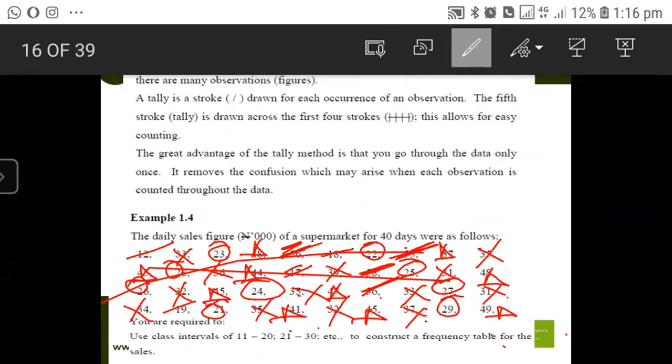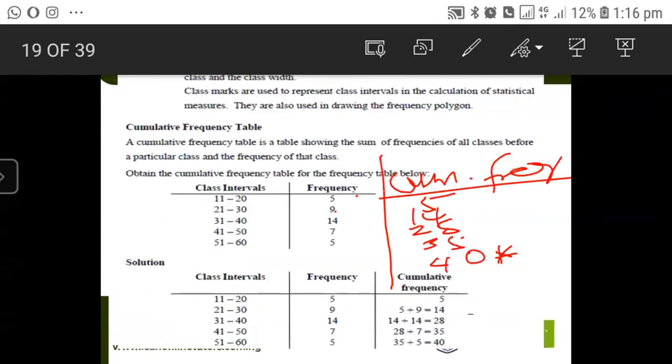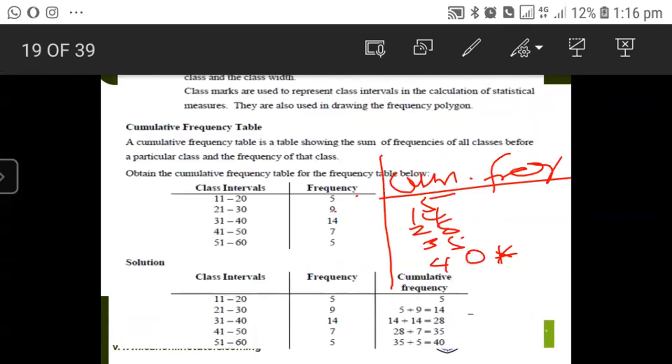You see, the data is what? 40 days. That is how to calculate for the word cumulative. I haven't done the cumulative. That is how to calculate for class boundary, class width, class size, and class boundary with cumulative frequency.